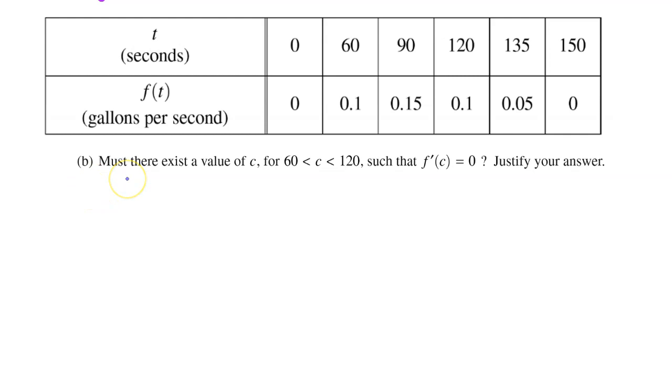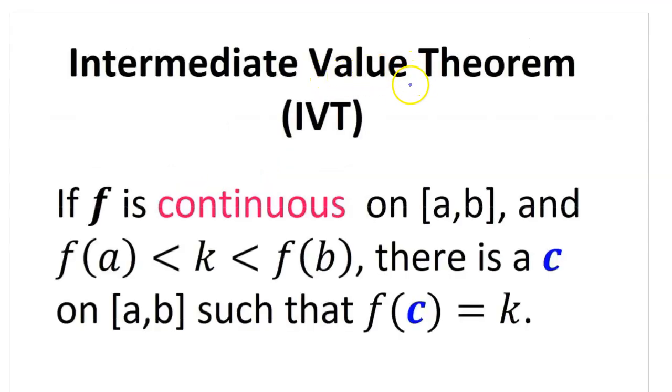Part B. Must there exist a value of c between 60 and 120 such that f prime at c equals 0? Justify your answer. Whenever they start talking about the existence of a value, that's your clue that you will probably need one of the 5 existence theorems. You definitely need to memorize these 5 existence theorems.